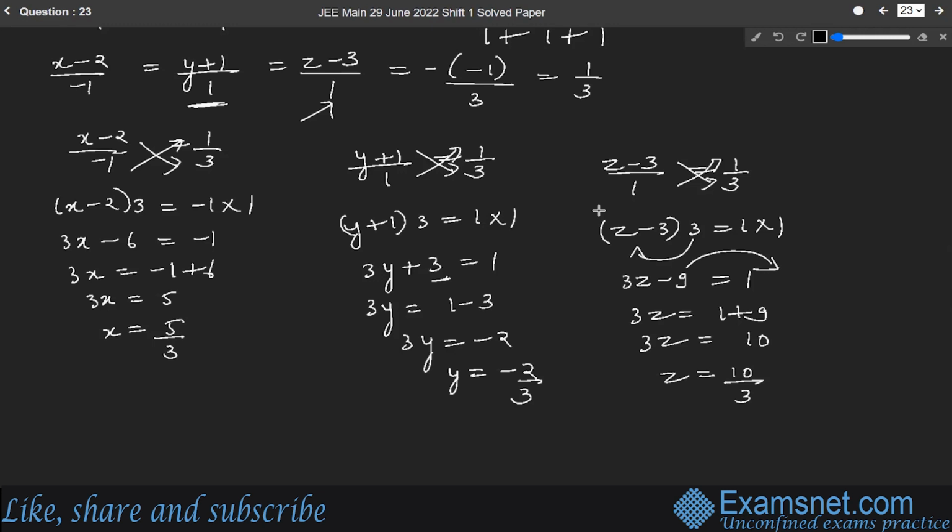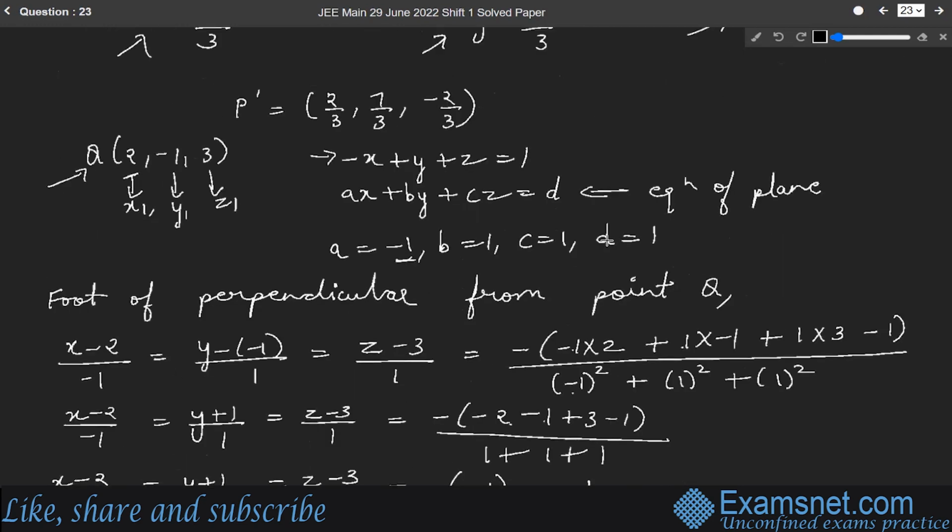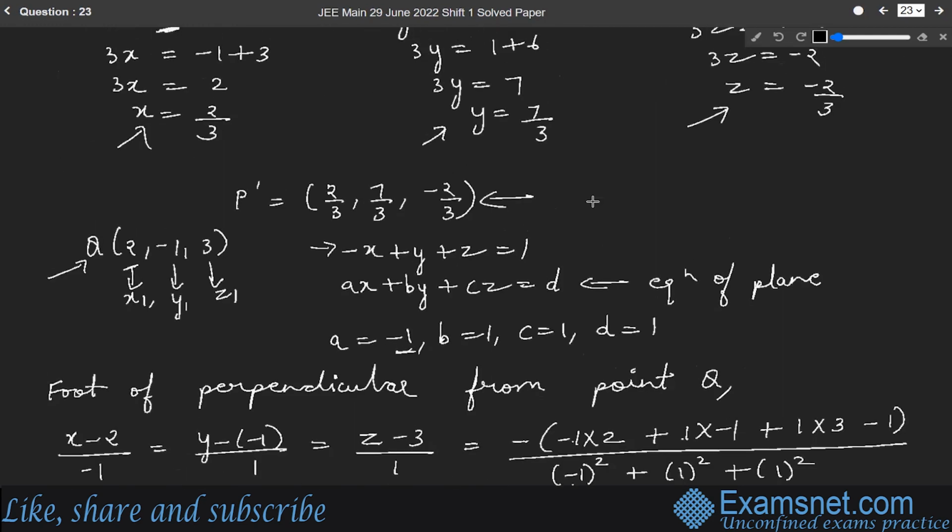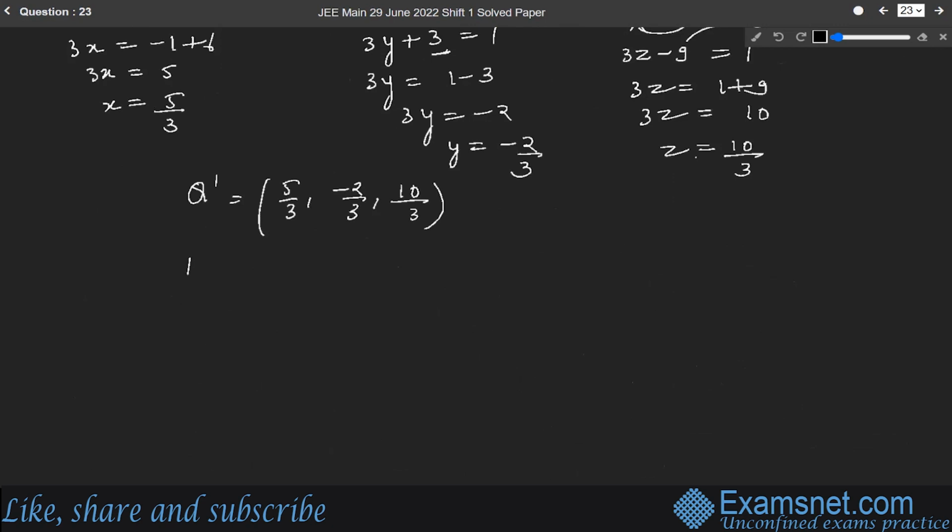Now we have the coordinates x, y, and z, which are the foot of the perpendicular from point Q. Consider them as Q dash. So what are the points for Q dash? 5 by 3, minus 2 by 3, and 10 by 3. Now we have P dash and we have Q dash, right? We have to calculate the distance between both these points. What are the points P dash and Q dash? Let us write P dash first. What are the values of P dash? 2 by 3, 7 by 3, and minus 2 by 3. So P dash is 2 by 3, 7 by 3, and minus 2 by 3.